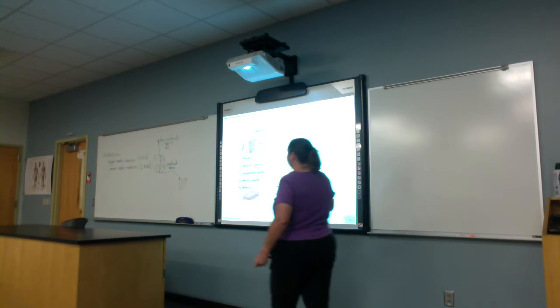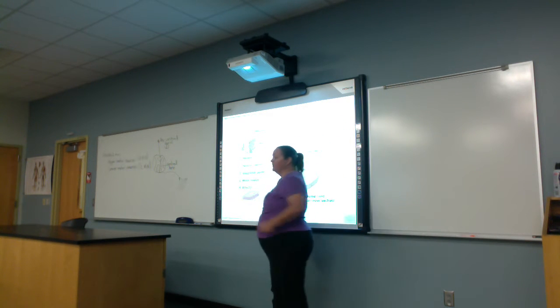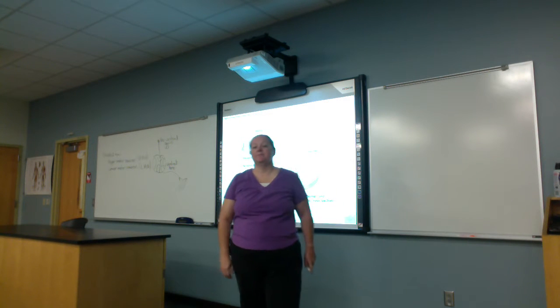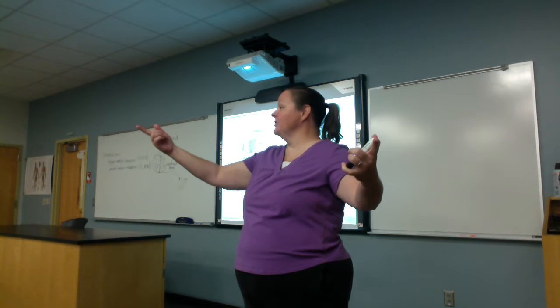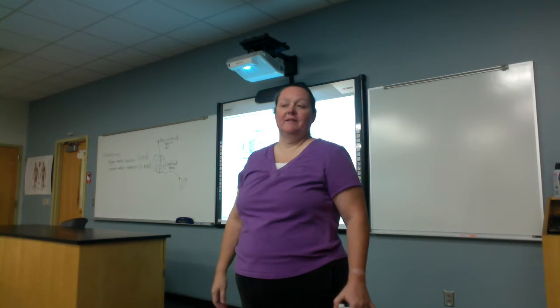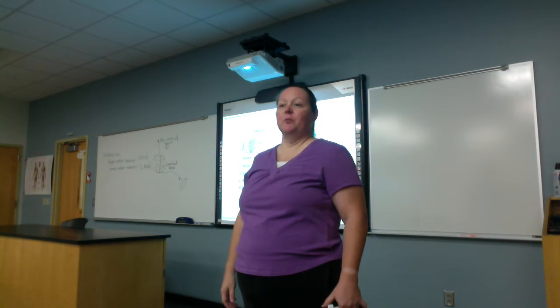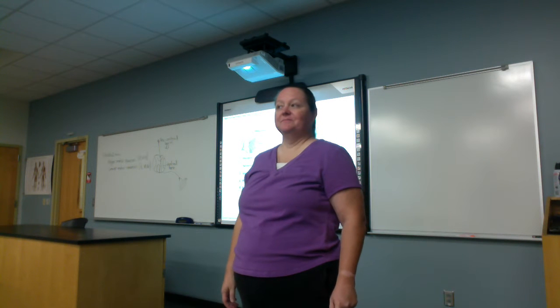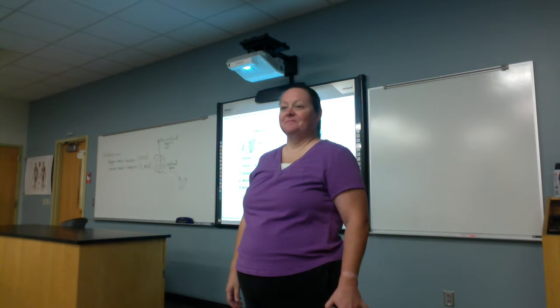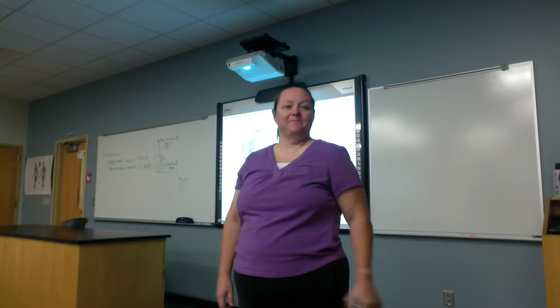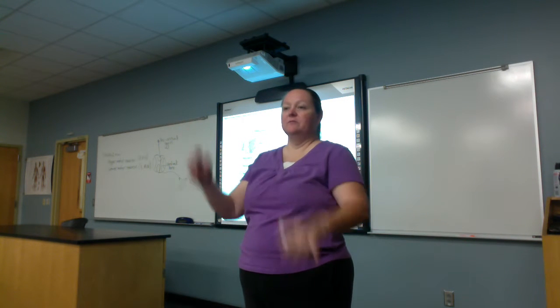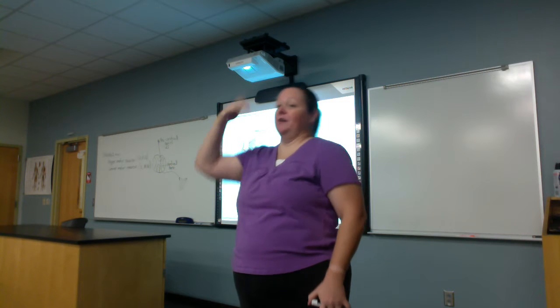The dorsal and ventral roots are going to come together to form what? Spinal nerve. And the spinal nerve is going to break into dorsal and ventral rami. So it'll have a dorsal ramus and a ventral ramus.